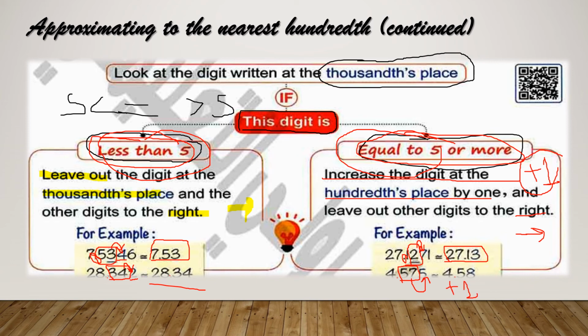So it is 27.13. Here, 4.575. We need two digits after the decimal point, which are 5 and 7. The digit beside 7 is 5, and 5 is equal to 5. This means we're going to increase by 1, so the 7 is going to go plus 1. And this means that it's going to be 4.58. So it is very basic, but after a lot of practice, we're going to get it. We look at the thousandths place digit.